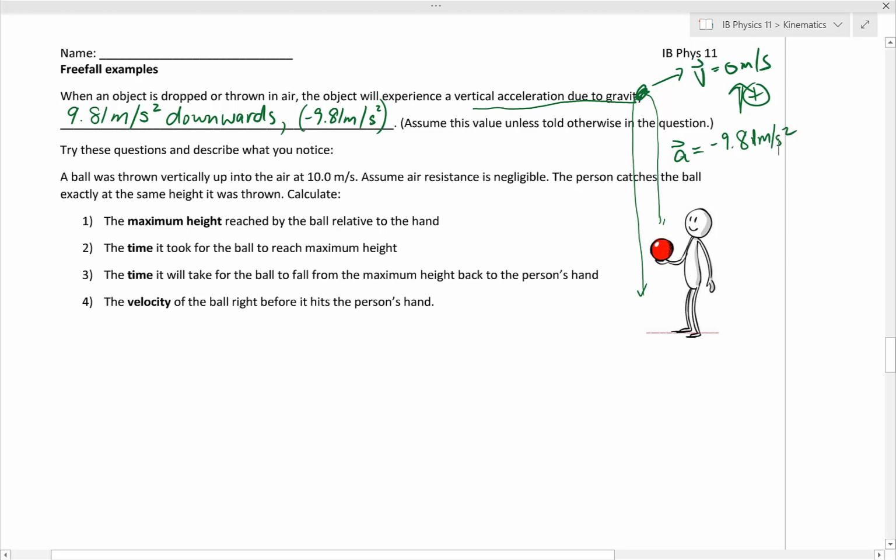The first example is really I want to show you something interesting about 1D projectile motion or free fall. When the object's in free fall and it's coming down from the top, I want to show something very cool about that.